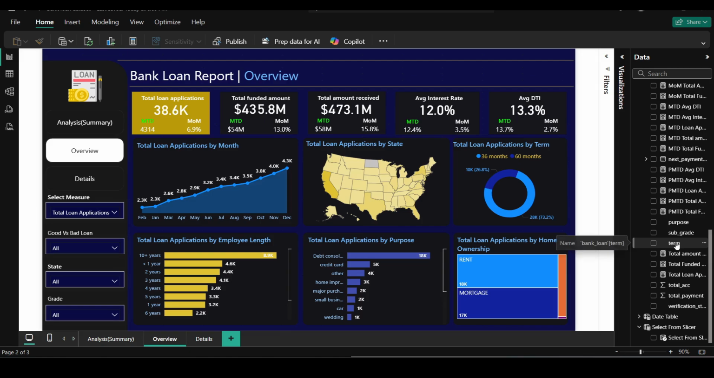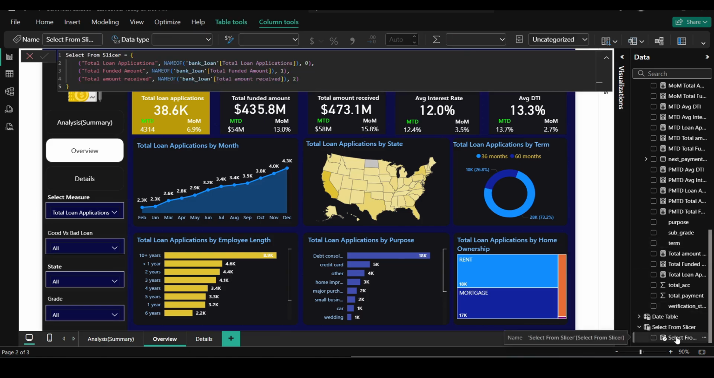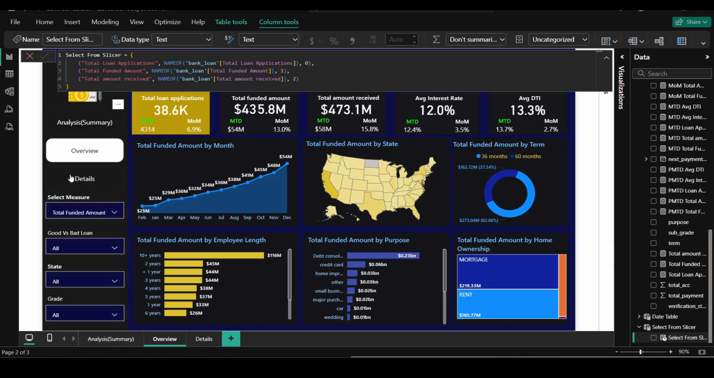I would like to let you know that I've also included a field parameter here. You can see here I've included 3 different fields in it, that is total loan application, total funded amount, and total amount received. What it does is it easily toggles between multiple fields or breakdowns within a single chart for deeper insight. Like for example, I want to know total funded amount for all of these insights. So I can just click on here, and once I click on total funded amount, the whole chart changes. You can see the total funded amount by month change, total funded amount by state.